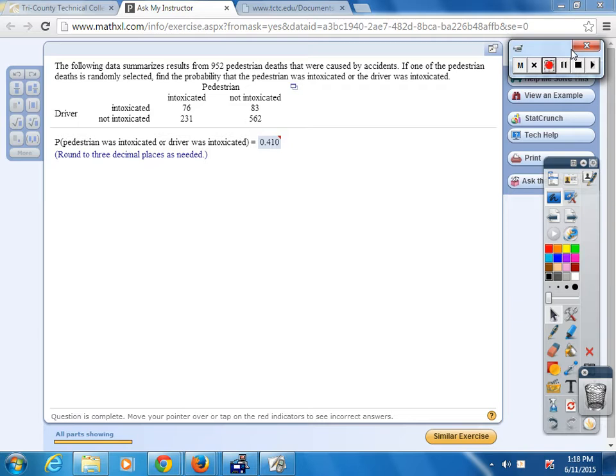The following data summarizes results. Okay, 952. What is 952? Denominator. Okay? Were caused by accidents, and one of the pedestrian's deaths is randomly selected. Find the probability that the pedestrian was intoxicated and the driver was intoxicated. What is the probability of a drunk driver hitting a drunk walker?